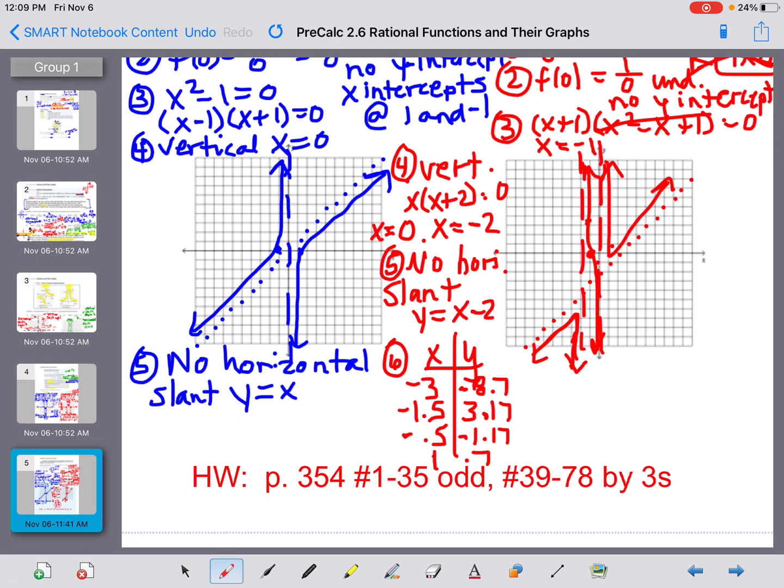Try page 358, 1 through 35 odd, 39 through 78 by 3s. It's important to try a few of these, to find these values, to understand the concept of the asymptotes. The wholes, remember that's not in our book, so you won't see any in your examples really, but go through some of those. If you have questions, let me know. We'll definitely look at some of these in class together.